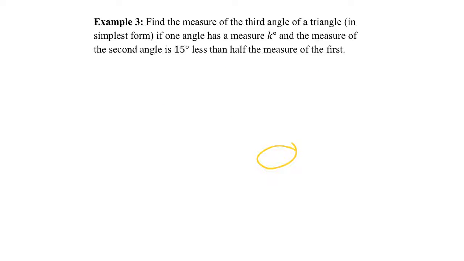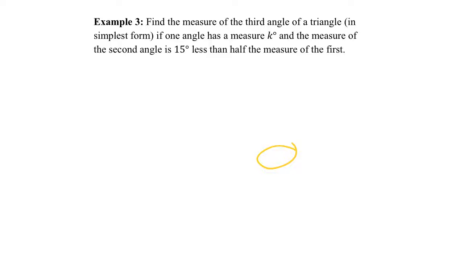Sorry. Example number 3. Find the measure of the third angle of a triangle in simplest form. If one angle has a measure K, and the measure of the second angle is 15 less than half the first, and we want the third angle. Now, I know a lot of you have not taken geometry yet, but I'll give you a little fun fact, or somebody can tell me this. How many degrees are there in a triangle? 180. So that is useful if you didn't know that.